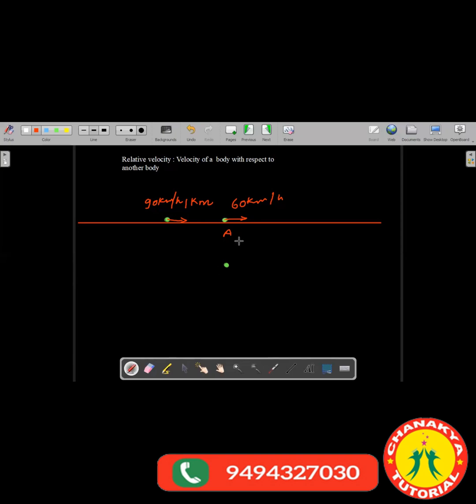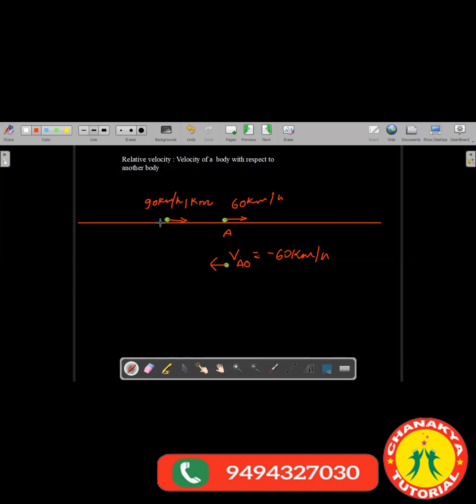Yeah. So for the stationary observer, me, this car A will observe me to be going in the backward direction with a speed of 60 kilometer per hour. So velocity of the stationary observer will be minus 60 kilometer per hour. But this is with respect to the observer A. So we write it like this. Velocity with respect to A of the observer is minus 60 kilometer per hour.